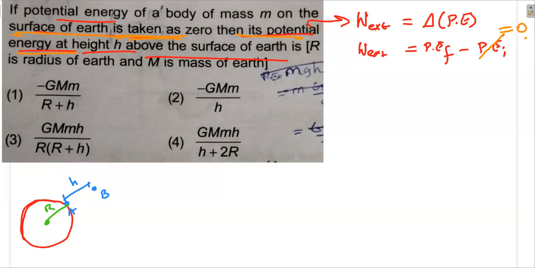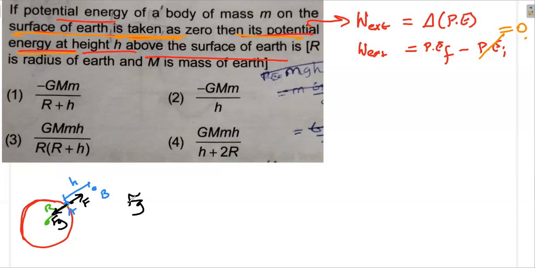How do you find work done? Again, watch the class videos playlist. I'm going to apply a force in this direction, maybe I'll use a different color, to move the object up. We assume it's moving very slowly, so the force that I apply will be equal to the force with which the Earth is pulling it. So net force is 0. Here the force that I'm going to apply must be equal to the force of gravity.